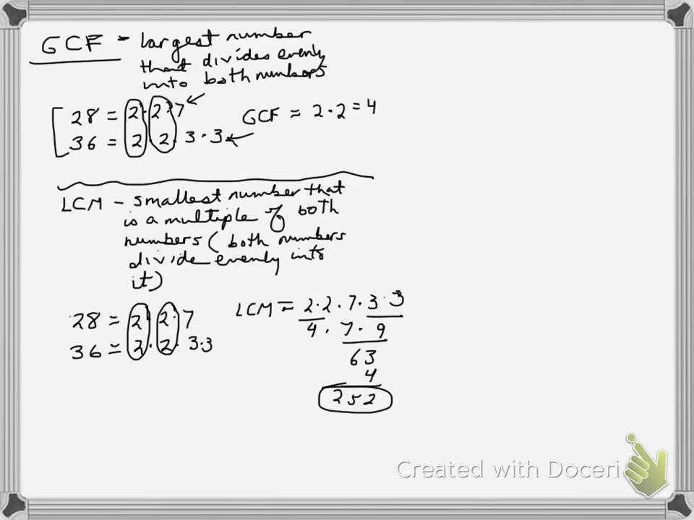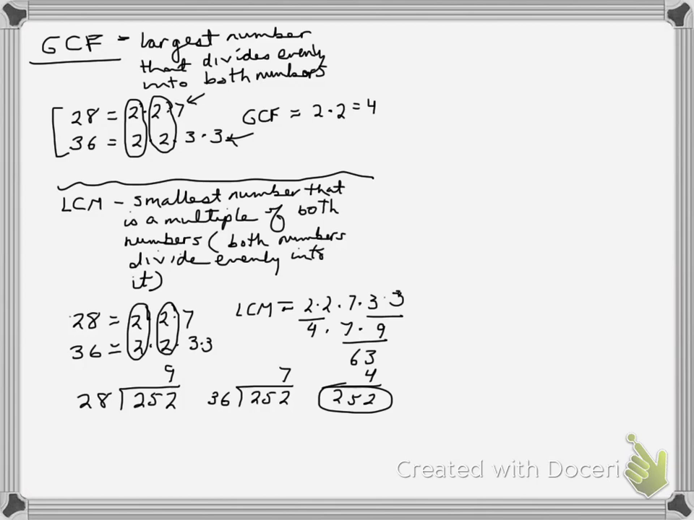Now notice what that means. That means 252, I didn't mean 25, I meant 252. 252 can divide evenly into 28, and if you get out your calculator and do that, we will in just a second. I want to show you something else, and I'll take 252 and it will divide evenly into 36. So let's get your calculator out and find the answers there. So 252 divided by 28 is 9. 252 divided by 36 is 7. So they do indeed go in evenly, and it is the smallest number that they will both go into evenly.